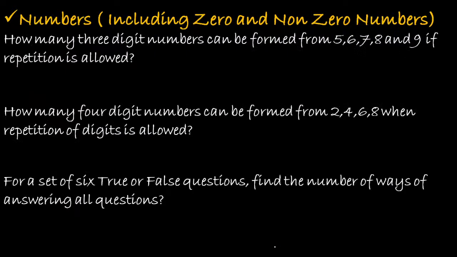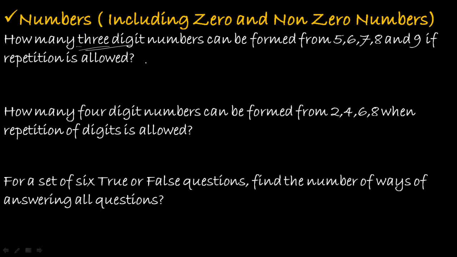Now, let me move on to numbers. In numbers, as I told you already, there are 2 cases, including 0 and non-zero numbers. Now, let me first take the problem that doesn't include any 0. How many 3-digit numbers can be formed from 5, 6, 7, 8, 9?